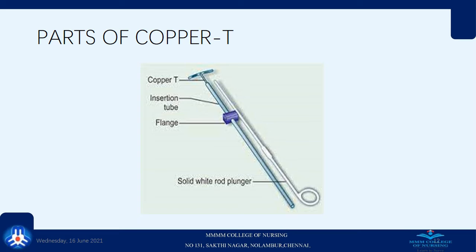Next we can see the parts of copper T. In the parts of copper T, there is a copper T and there is an insertion tube and a flange. Along with that there is a solid white rod plunger. This plunger helps in pushing the copper T device into the uterus. Then we have to take it out. So these are the parts of copper T.